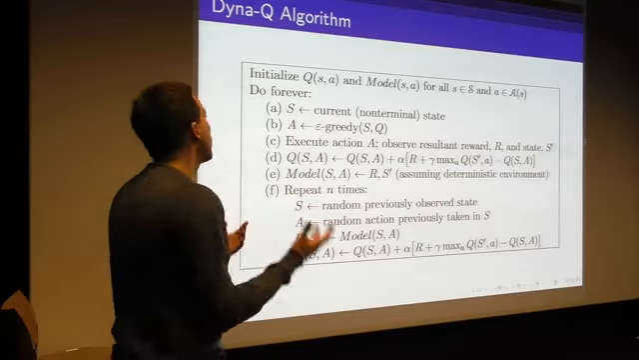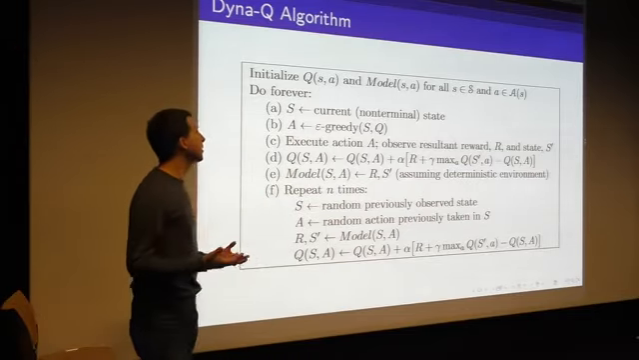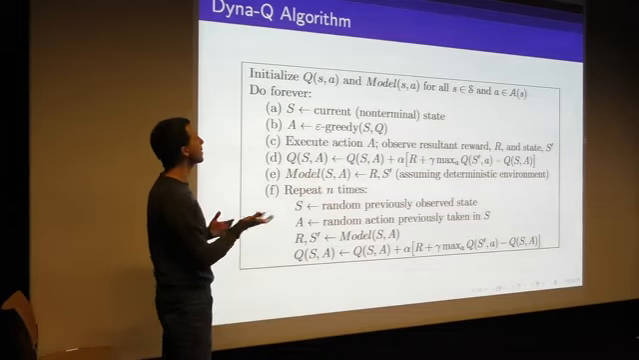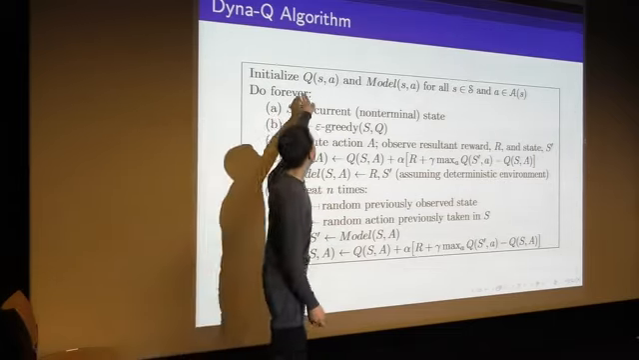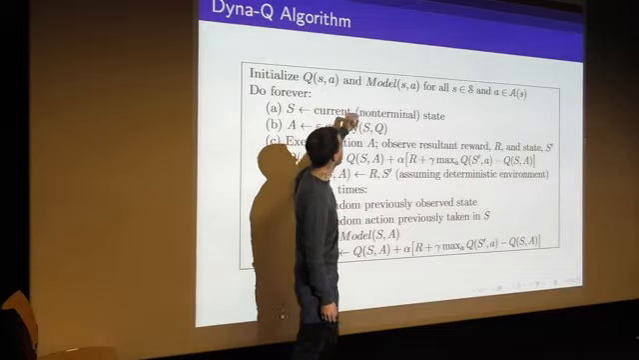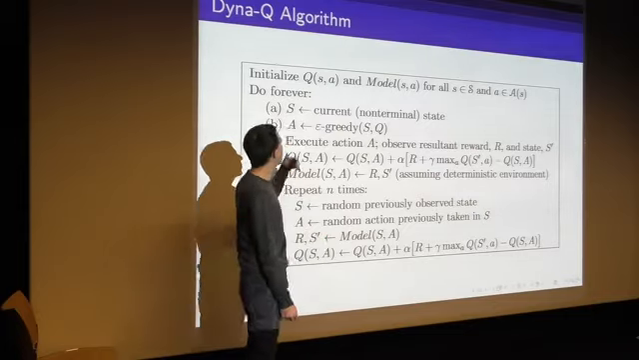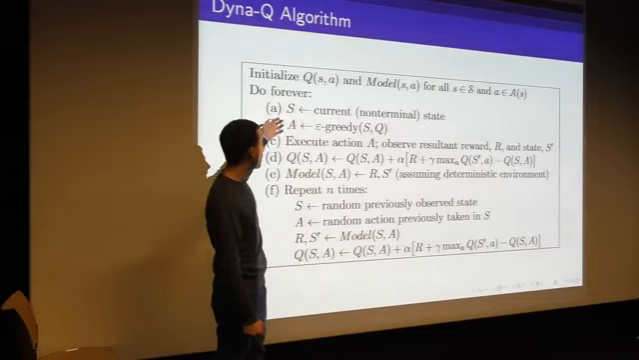So the canonical Dyna algorithm looks something like this. This is the Dyna-Q algorithm. It's the simplest version of Dyna. And all it says is, let's just start off with some action value function Q and some model. And all we're going to do is use this very, very simple kind of model we've looked at.